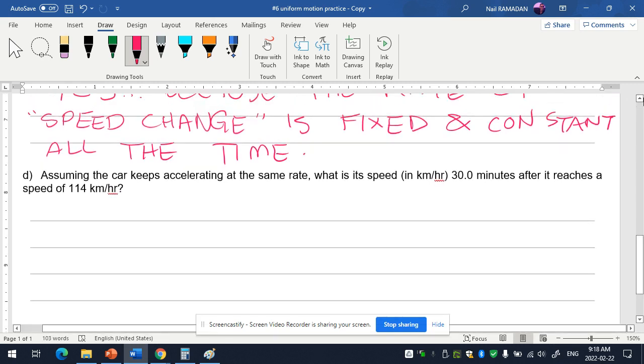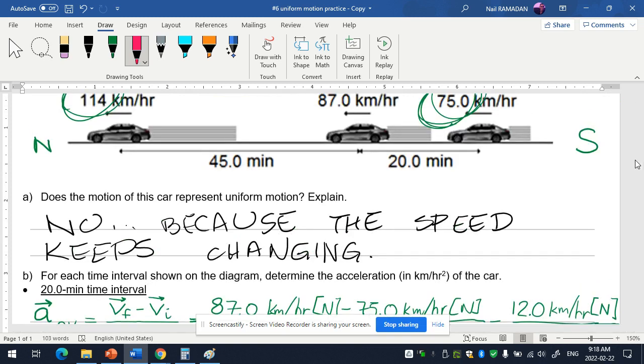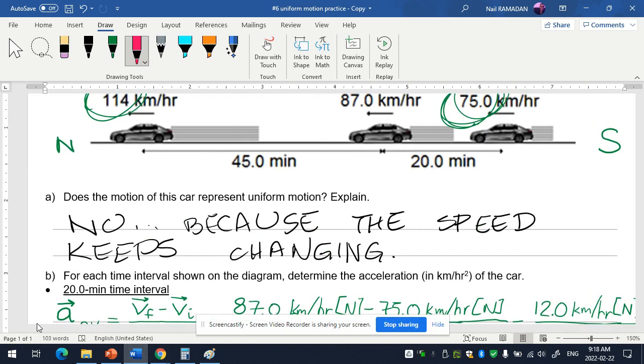Okay, everyone, last one. Eyes on screen. Assume the car keeps speeding up, keeps accelerating, half an hour after the 114. What's the new speed? What givens do I know? Do I know the initial velocity? Yes, 114. Basically, look, we want this now. What if you start here and you end somewhere here? What's the new speed or the new velocity? Whichever way you want to say.